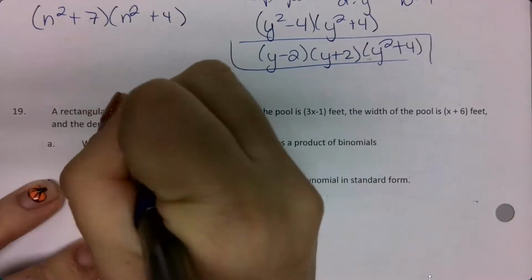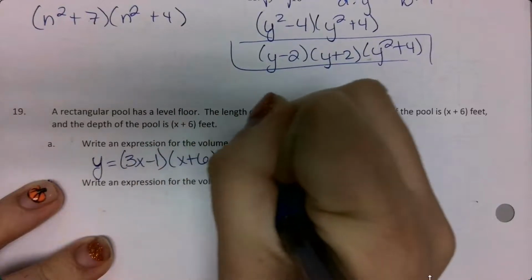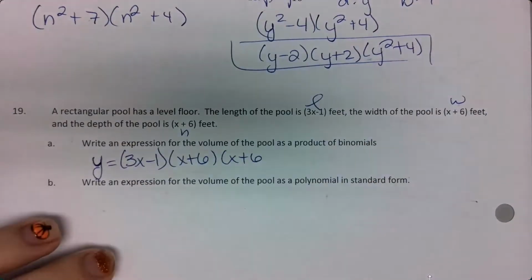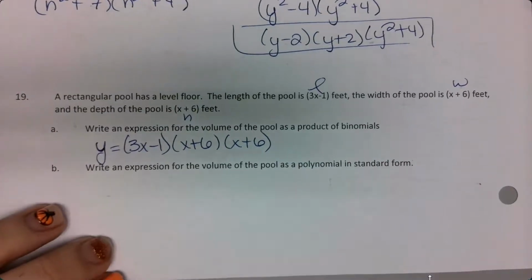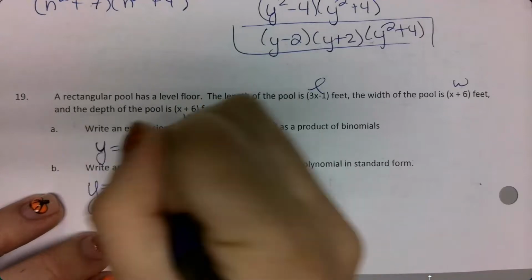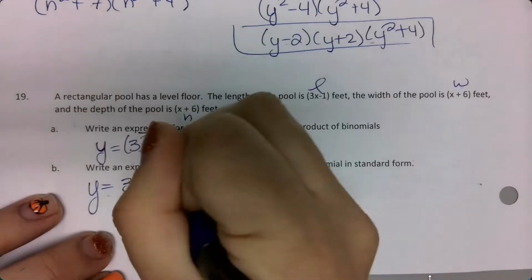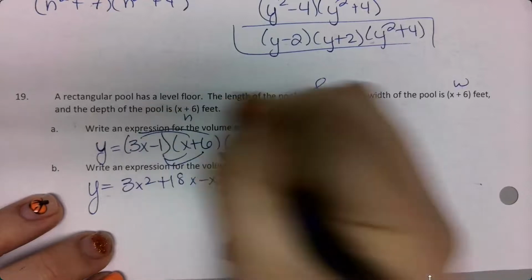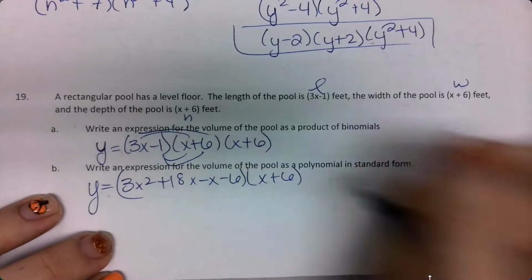I have 3x minus 1 times x plus 6 times x plus 6, because I did length times width, and this is height. Oops, close that off. This is just a product of binomials. B wants me to write it in standard form, so I'm going to actually go ahead and multiply this out. So 3x times x is 3x squared. 3x times 6 is 18x. Negative 1 times x is negative x. And negative 1 times 6 is negative 6. I still have this x plus 6 term at the end.